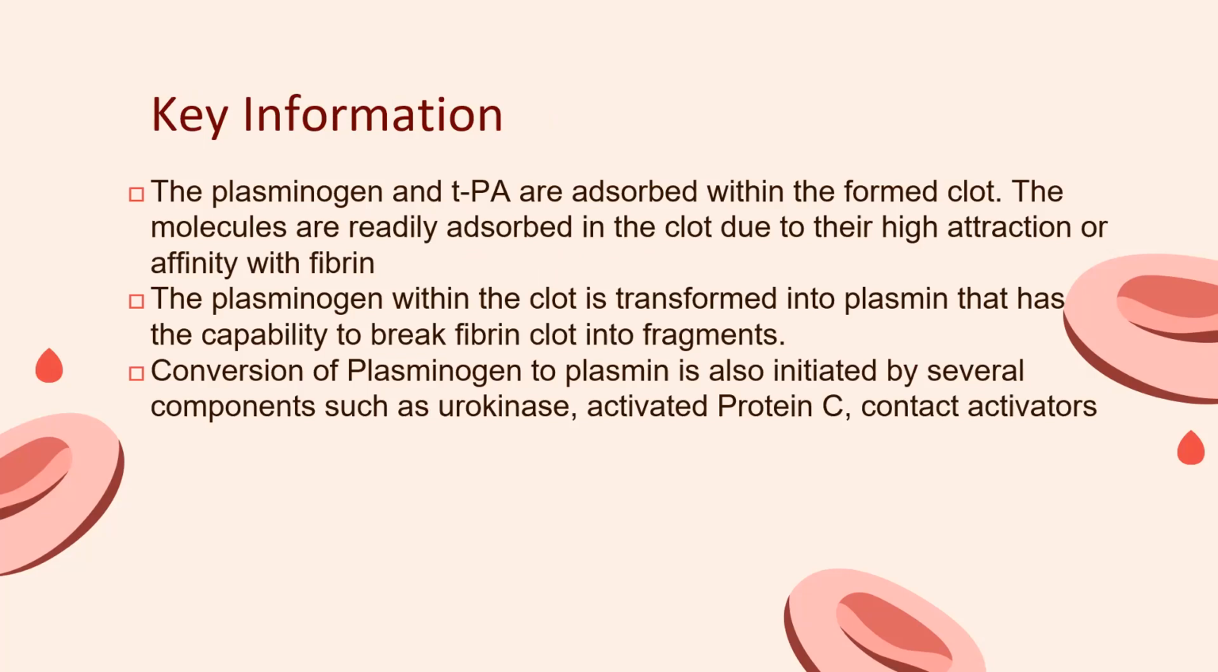And okay, so key takeaway from the discussion. So maikli lang naman ang fibrinolysis. So madali lang tandaan kasi mas konti yung mga involved. Okay? So the plasminogen and tissue plasminogen activator are absorbed within the formed clot. So the molecules are readily absorbed in the clot due to their high attraction or affinity with fibrin. So the plasminogen within the clot is transformed into plasmin that has the capability to break fibrin clots into fragments. The conversion of plasminogen to plasmin is also initiated by several components such as urokinase, activated protein C, and contact activators.